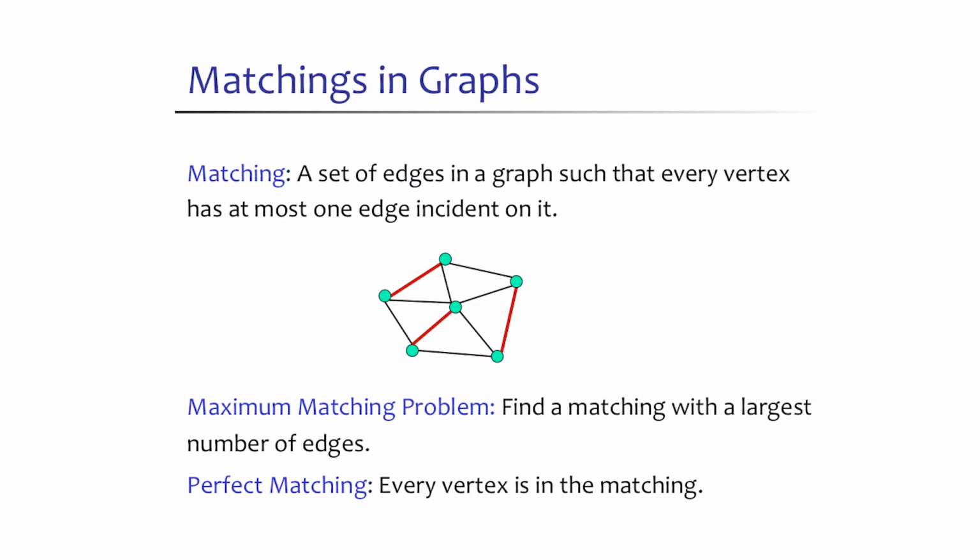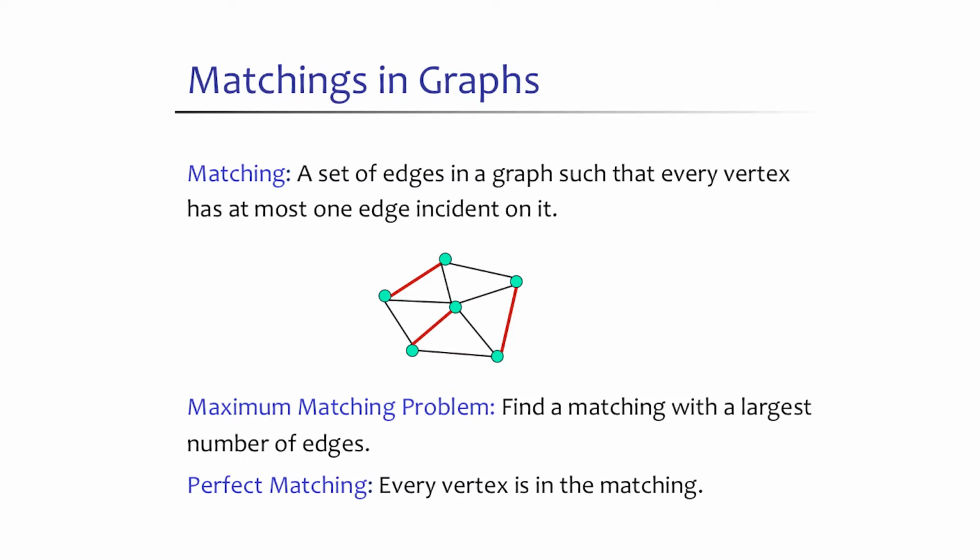The special case of matching where every vertex in the graph has an edge incident on it in the matching is referred to as a perfect matching. So the red edges here actually form a perfect matching. The streaming model has been defined multiple times today, so I won't go over it again.